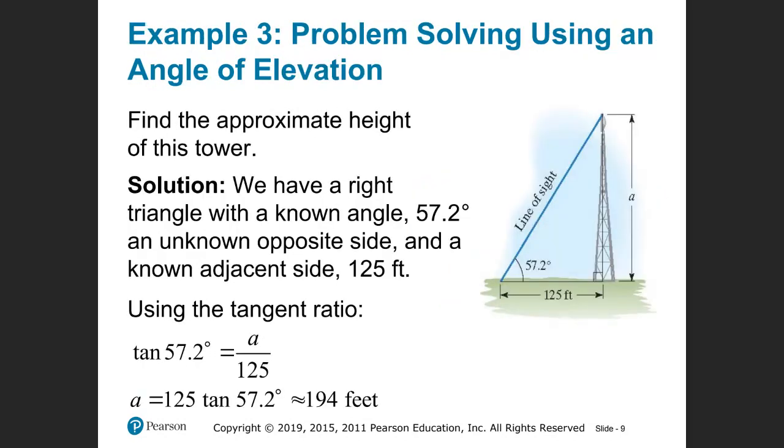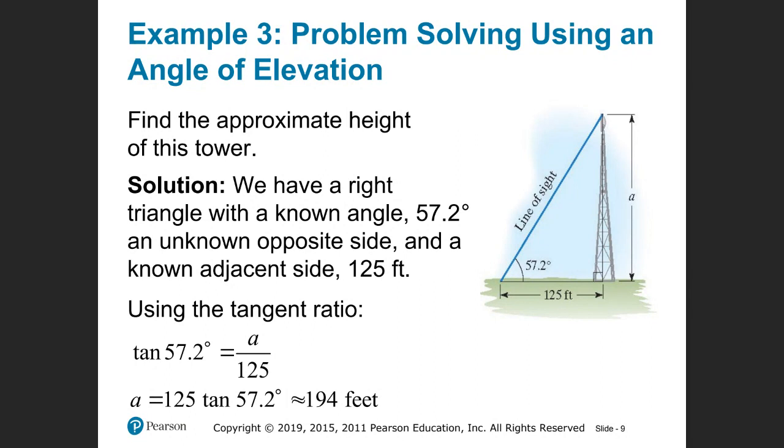Example 3 is a problem solving using an angle of elevation. We want to find the approximate height of this tower, and we don't want to climb the tower, but we can use what we know about trig to find the approximate height. We have a right triangle because the tower is assumed to be perpendicular to the ground. The angle to the top is 57.2 degrees, and the known adjacent side, the measure from the tower to where we stand, is equal to 125 feet.